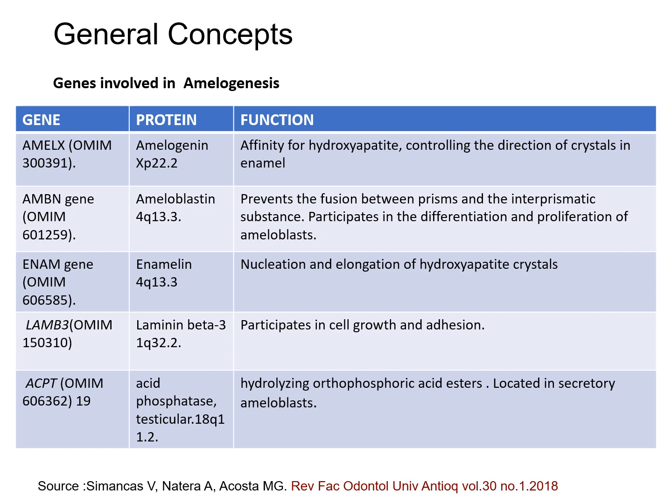In this table, we can see the main genes that code for the proteins that form the enamel. The first three genes have been some of the most studied. Amelogenin controls the direction of crystal growth in enamel. Ameloblastin participates in the differentiation and proliferation of ameloblasts, and enamelin participates in nucleation and elongation of hydroxyapatite crystals.